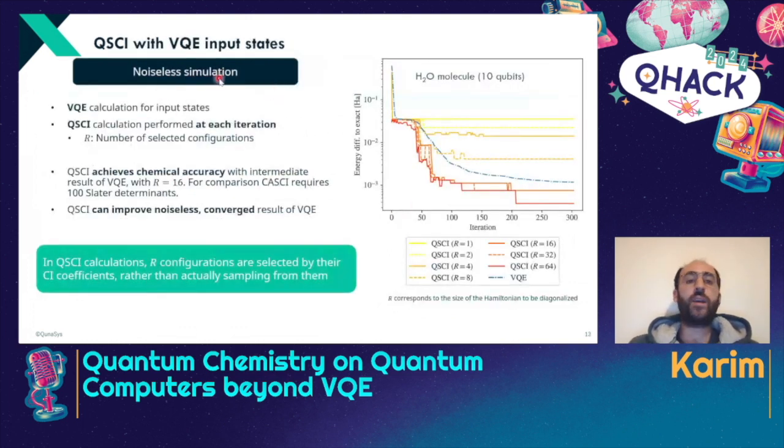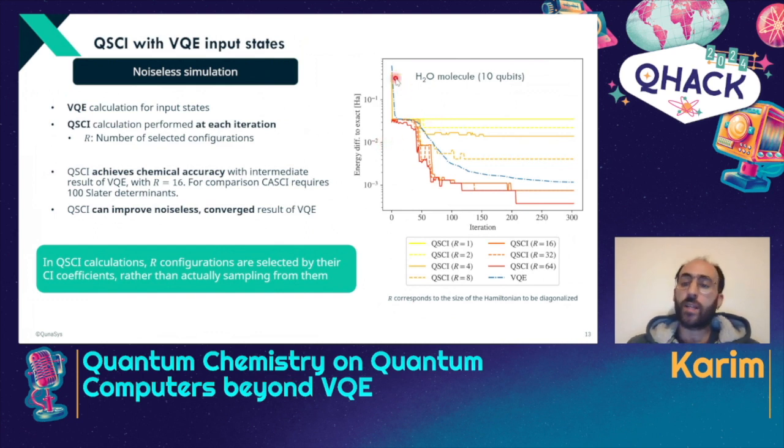So here is QSCI, where we start with VQE as our input states. We have run this simulation on a noiseless simulator, and this was done for a water molecule using 10 qubits. And looking at the different results, the colors correspond to different sizes of the subspace. So R defines how many configurations we have selected for our subspace. And you can see that already at R16, which is this orange line, we are already at the chemical accuracy. So here, the y-axis corresponds to the energy difference between the one we get from QSCI or VQE minus the exact energy that we would get using CASCI or FCI.